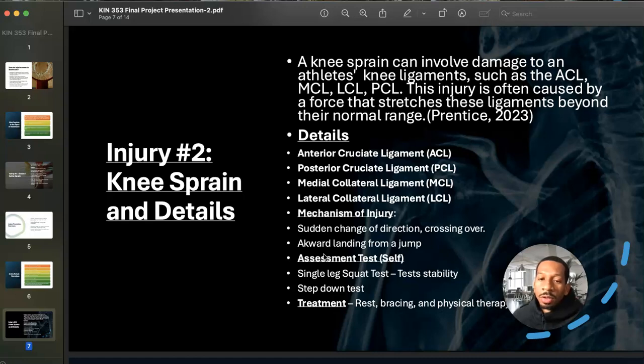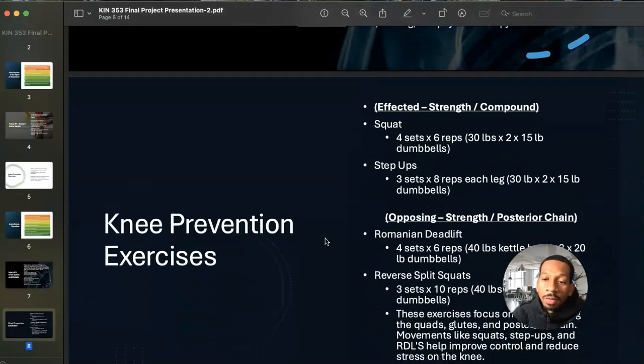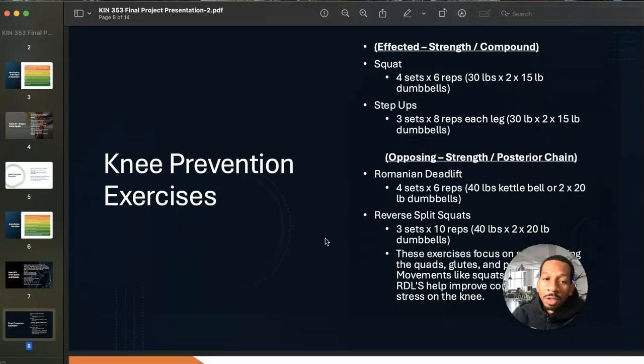We'll also refer to awkward landing from a jump as an MOI. And for our self-assessment test, we'll focus on single leg squat test, and this will test the stability of the ankle. We'll also do a step down test as well. And the treatment for this knee sprain will be rest, bracing, and physical therapy, making sure that the athlete is doing work with the physical therapist.